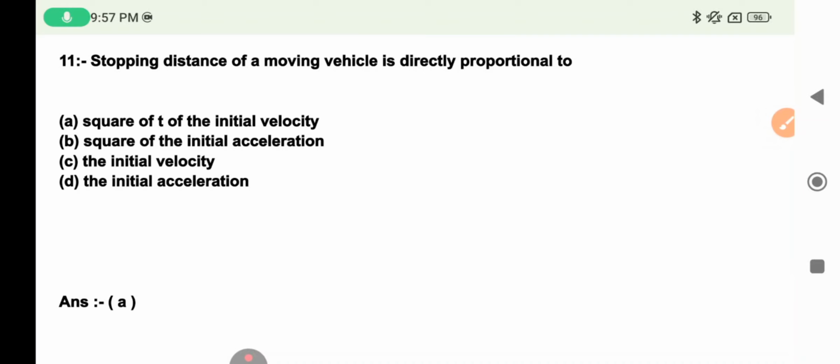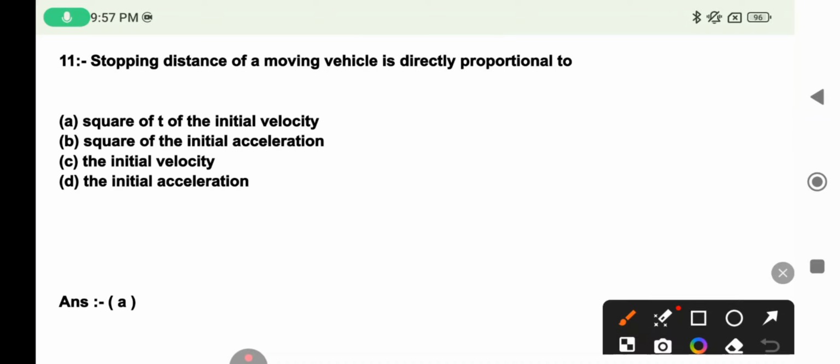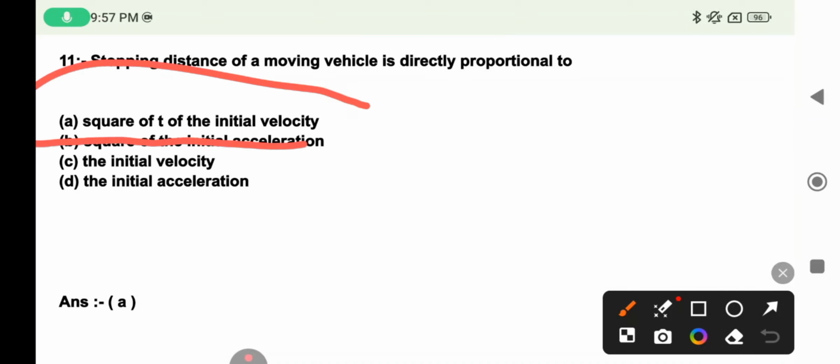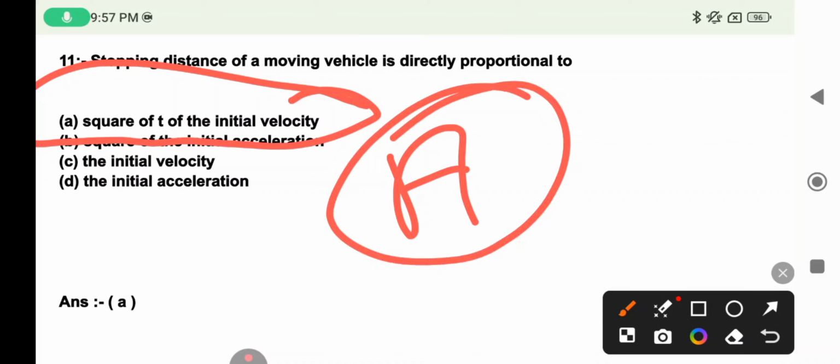Stopping distance of a moving vehicle is directly proportional to, and here the options: option A square of the initial velocity, option B square of the initial acceleration, option C the initial velocity, and option D the initial acceleration. And the correct answer is option A, square of the initial velocity.